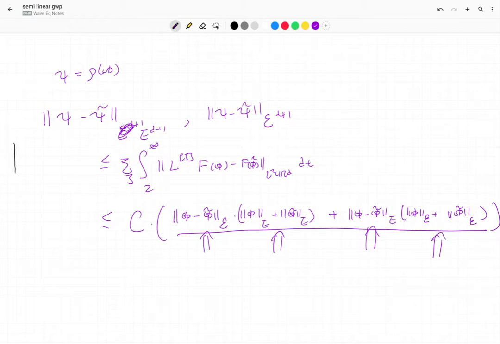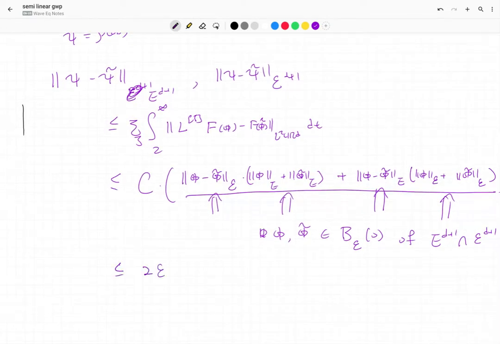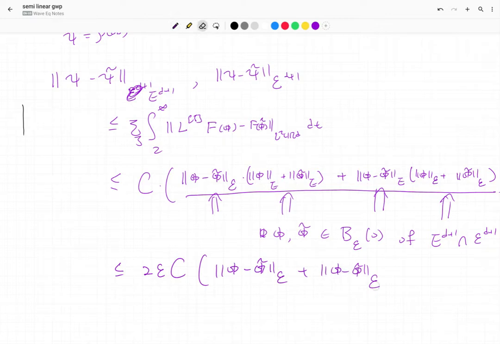So if I take phi and phi tilde to belong to a ball of radius epsilon near 0 of E d plus 1 intersect curly E d plus 1, for sufficiently small epsilon, this is giving 2 epsilon coming out, and so this is going to be less than or equal to 2 epsilon c times phi minus phi tilde plus phi minus phi tilde, where one of them is curly E and the other one is rectangular E. So let's erase this, make this the rectangular E.